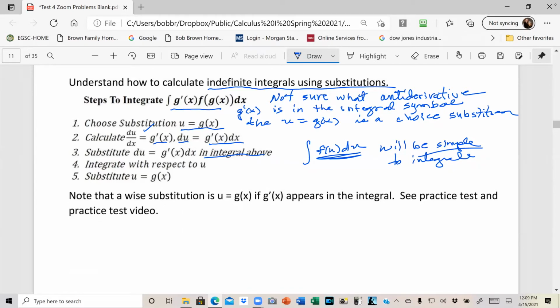So note and remember that a good substitution is u equal g of x if you see g prime of x appear in the integral. See the practice test and practice test video, and also the other problems that will be worked in this Zoom video.